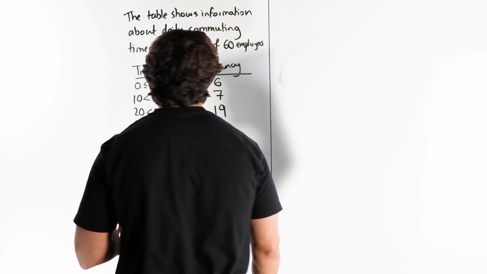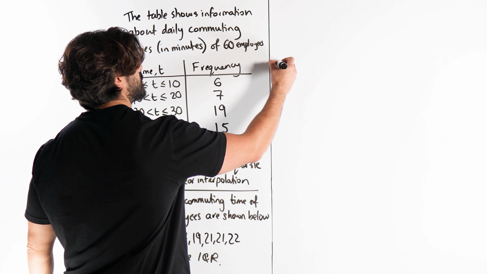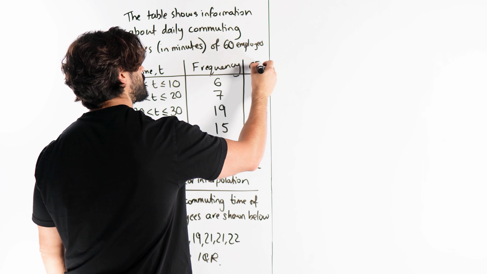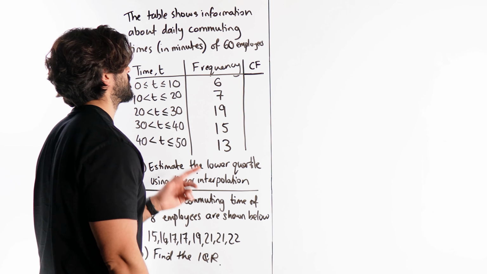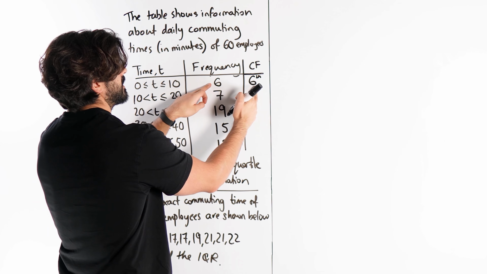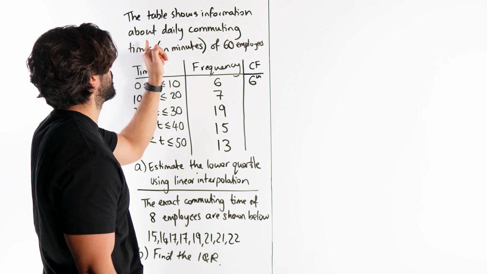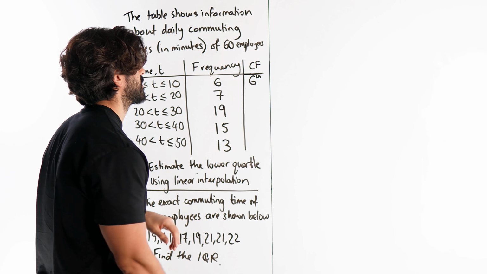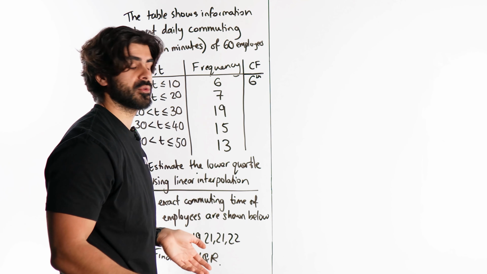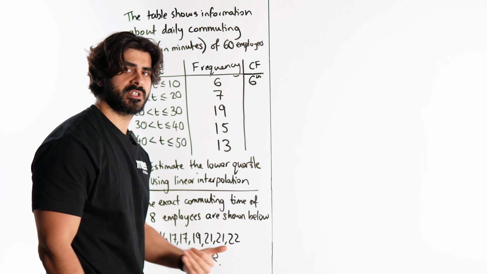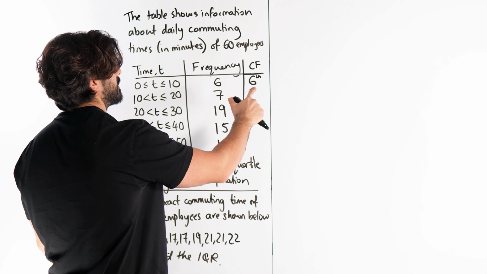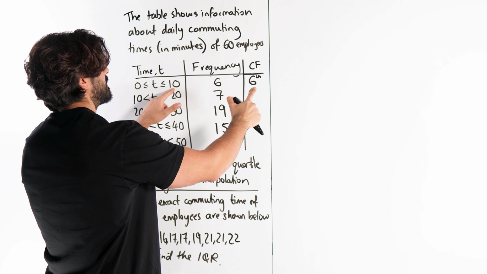Let's revise it. First thing we need to do is work out the running total, the cumulative frequency. Cumulative frequency is the running total, meaning we copy and paste the first number. We're talking about the table showing information about daily commuting times of 60 employees. We're going to take all the 60 employees and put them all in a line from the shortest commute time to the longest commute time. And we're saying the first 6 people have a commuting time up to 10 minutes.